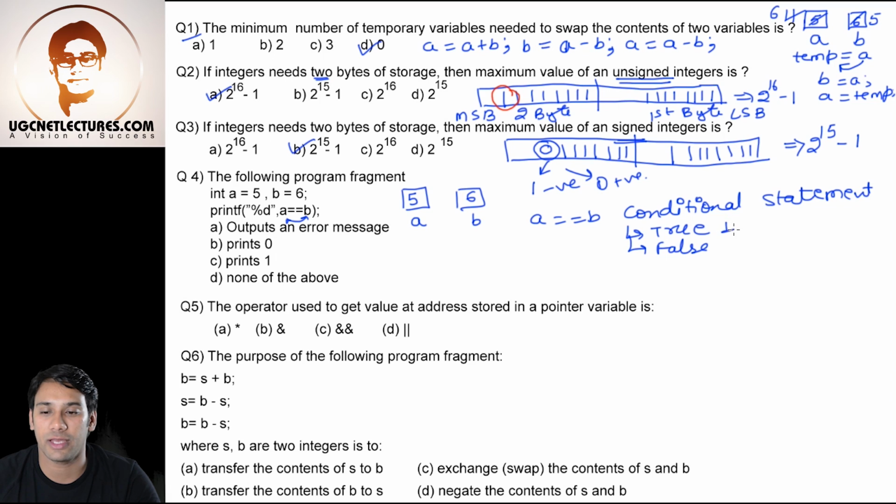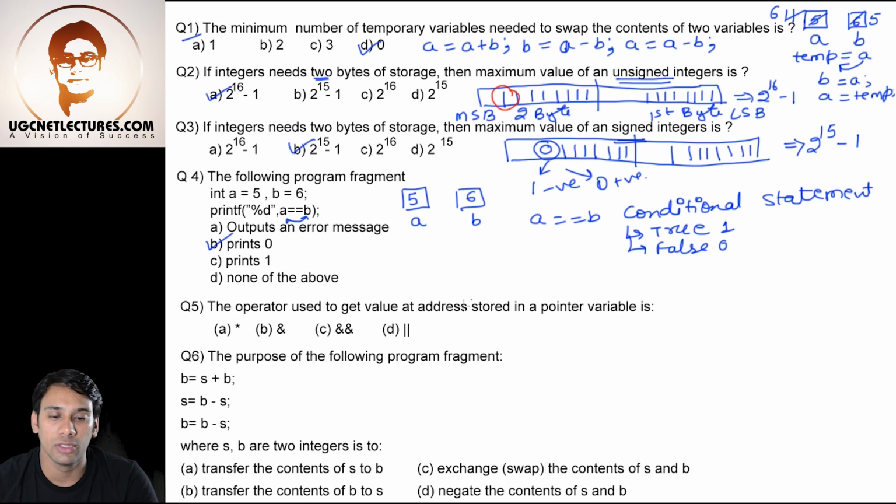So true means 1 and false means 0. Here the value of A is 5 and the value of B is 6, and 5 is not equal to 6. Therefore this conditional statement is going to give me output as 0. Right? So this program fragment is going to print output as 0. So option B is correct.